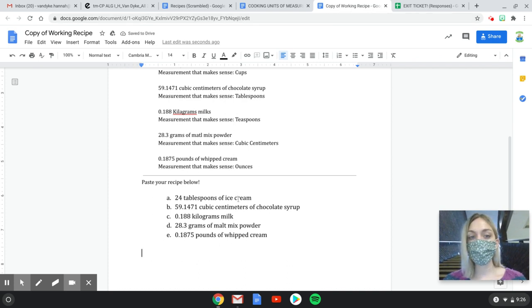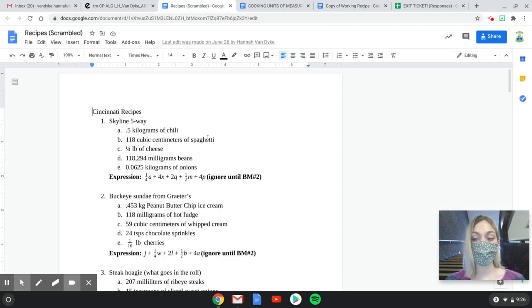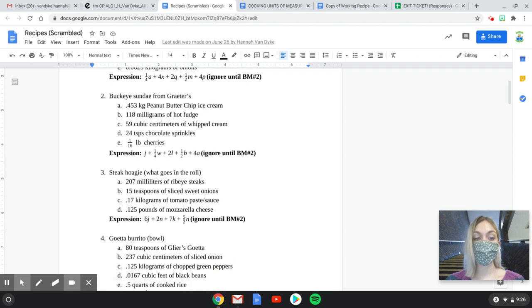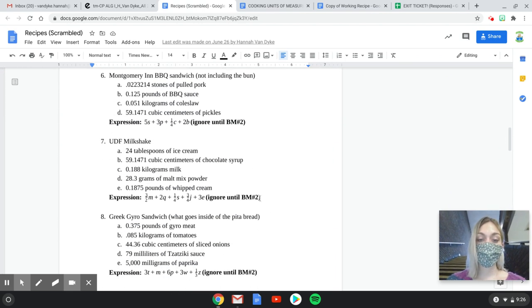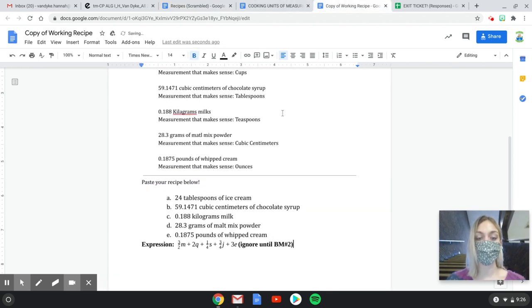Okay, so once you're on your working recipe, you should have your scrambled recipe below. We're going to work on unscrambling it today. If you do not have something that says expression, you need to go to the scrambled recipe document and find the expression for your recipe. So this person's doing a UDF milkshake. We're going to put the expression down here.